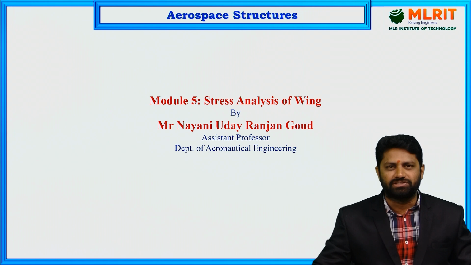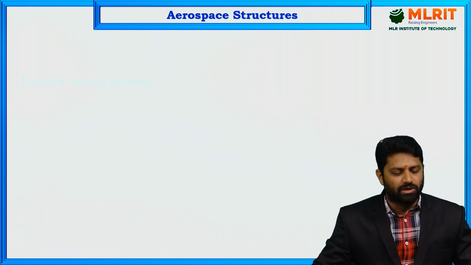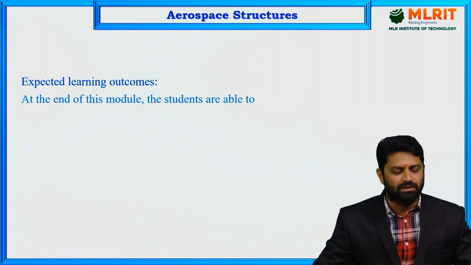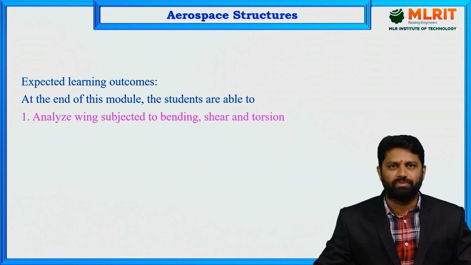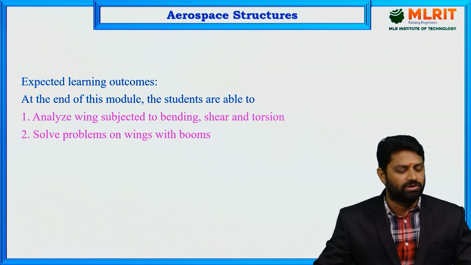In the last session, we discussed shear flow and torsion in the wing and fuselage, and now we are going to extend our analysis to stress analysis of wing sections. In the present module, the learning outcomes are that at the end of this module, the students are able to analyze wings that are subjected to bending, shear and torsional loads, and then we are going to solve problems on wings with booms.